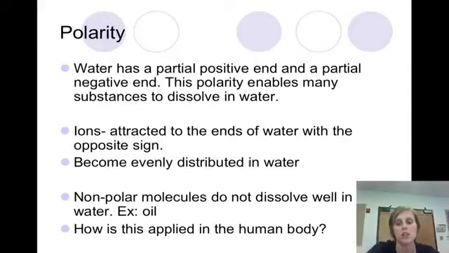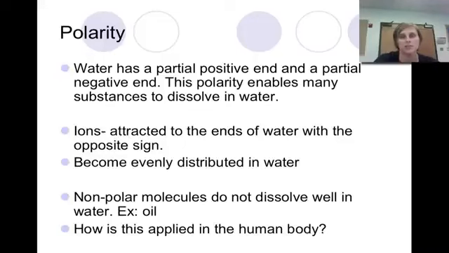So nonpolar molecules do not dissolve well in water. That's why water and oil don't mix, because oil is not polar. And that's important in the human body because there are parts of your body that you don't want to dissolve, like your cells. The membranes around each of your cells have polar and nonpolar parts. The nonpolar parts are the inside of the membrane of your cell, and they prevent things you don't want from dissolving into the cell.